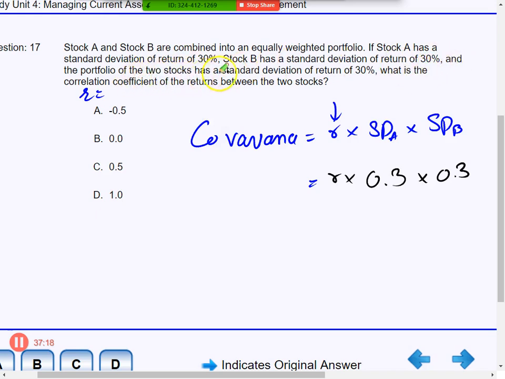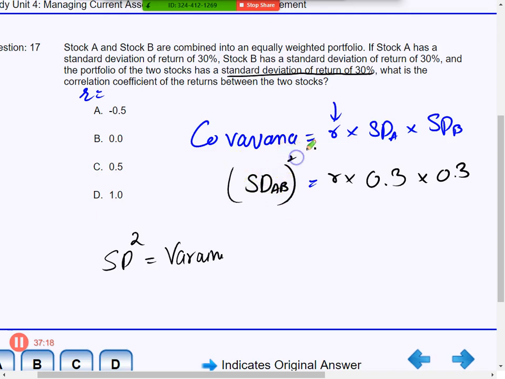And the portfolio of the two stocks has a standard deviation of return of 30%. Remember guys, if the standard deviation is squared, it becomes variance. So covariance means the combined variance of A and B. In other words, it is the square of the standard deviation combined of A and B. In fact, that has already been given to you as 0.30.